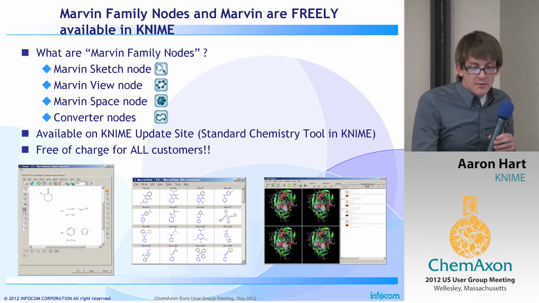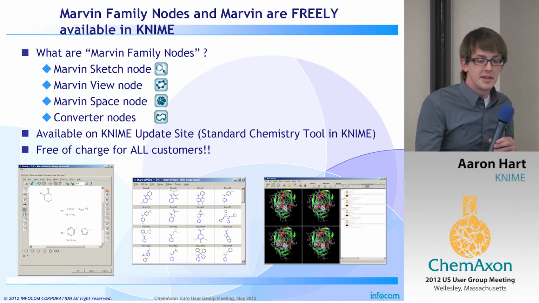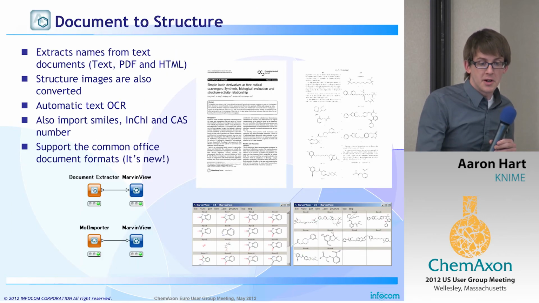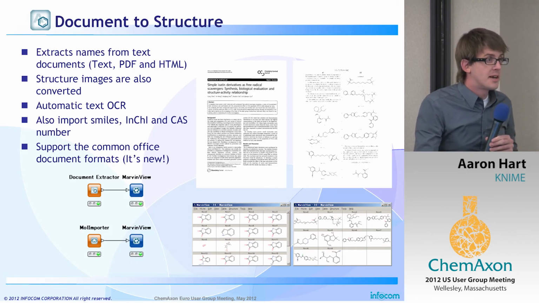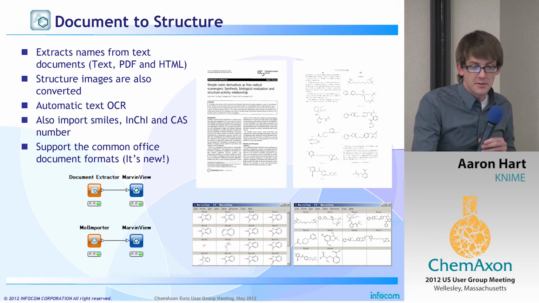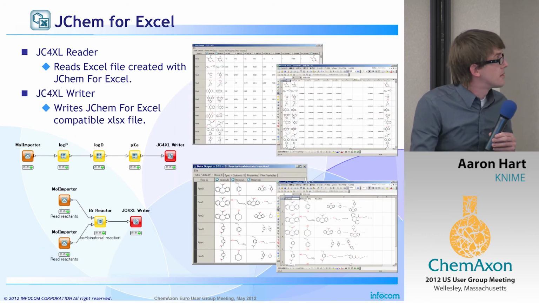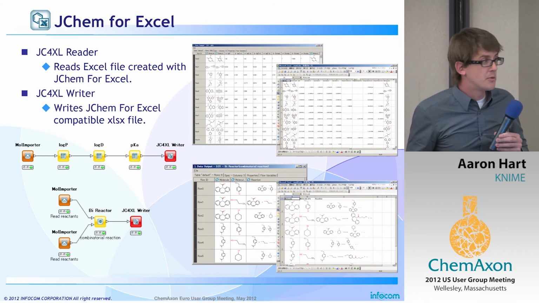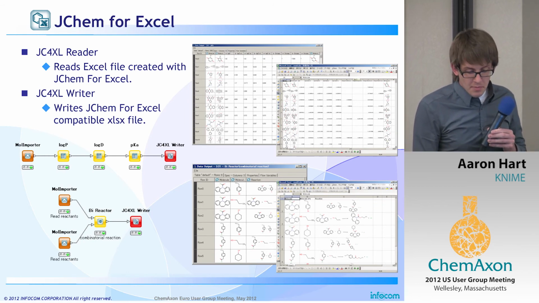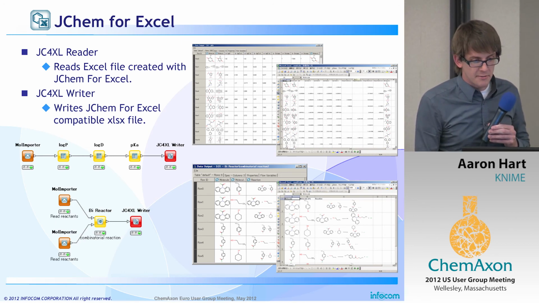Okay, so there are some free nodes that you get from Marvin as well. So anybody can just download, install KNIME, and then get the Marvin Sketcher, Marvin Viewer nodes, the Space node, and the Converter nodes. But there's also quite a bunch of other interesting things that you can get on license from ChemAxon. So there's document to structure, where you can actually search through PDFs and text files for chemical structures. The Markush structure search that we saw a little bit about earlier this morning. And integration with JChem for Excel. So going back and forth between KNIME and Excel with your chemical structures is actually fairly straightforward.